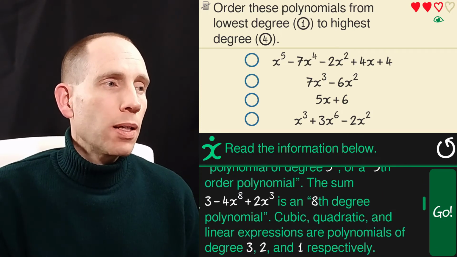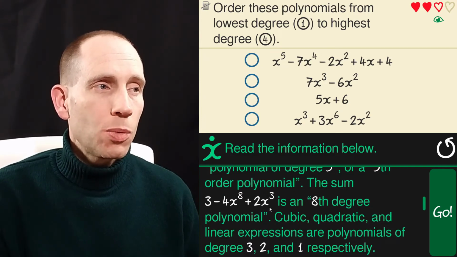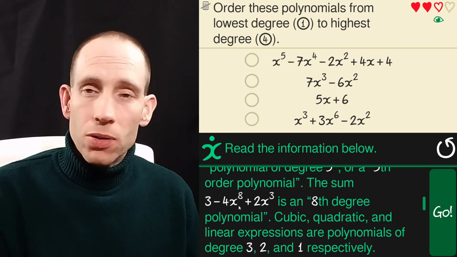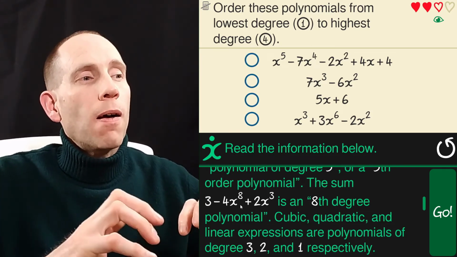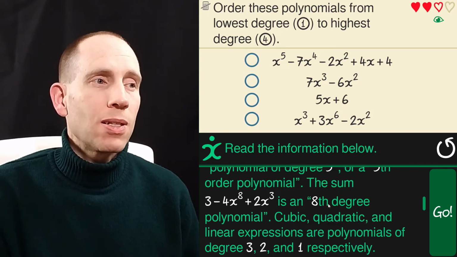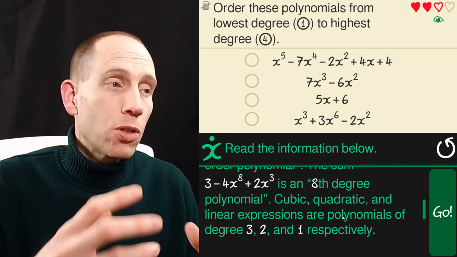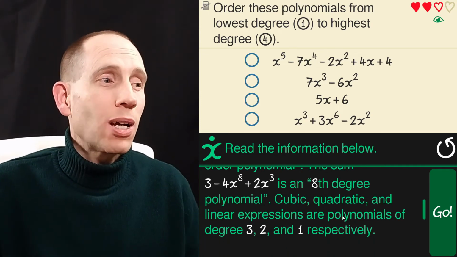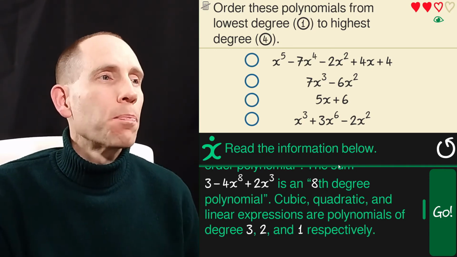Another example, we've got 3 minus 4x to the power 8 plus 2x cubed. The highest power on the unknowns there, or the term with the most variable factors in it, is this minus 4x to the power 8. So this is an 8th degree polynomial. And as I said, cubic is a polynomial of degree 3, quadratic is a polynomial of degree 2, linear is degree 1, and so on.